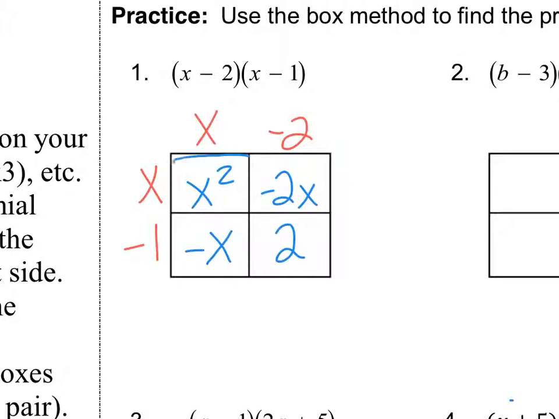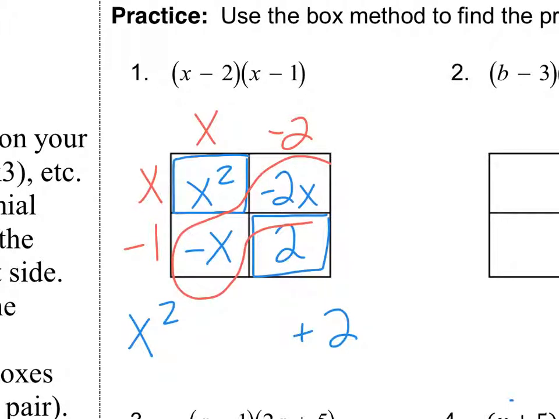Okay, so notice the pattern. My first box and my last box don't have anything alike. So that's my first term of the answer, my last term of the answer. So I can go ahead and put those in. So my first term and my last term, plus 2. And then all I've got to do is my peanut pair, which I'm combining like terms. So negative 1 plus negative 2 is going to be negative 3. So minus 3x. And that's my answer.